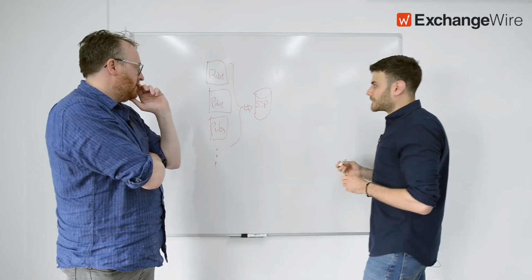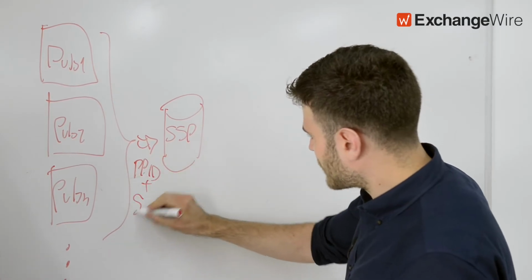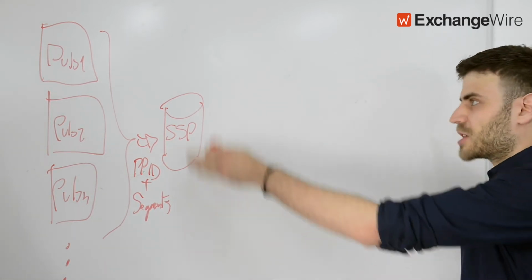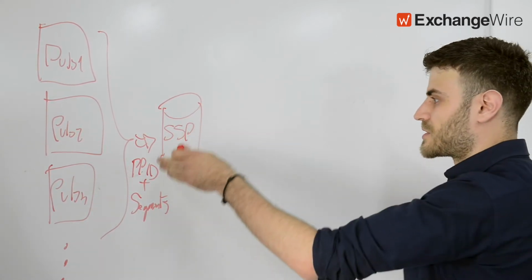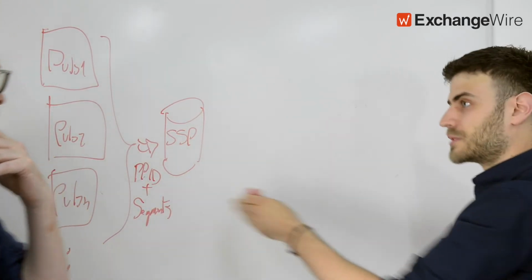So again, let's clarify here. There's PPID set plus segments. Again, we're not talking about matching PPIDs to different publishers. We're literally just saying this publisher is sending their own unique publisher provided ID. This other publisher is doing the same thing.